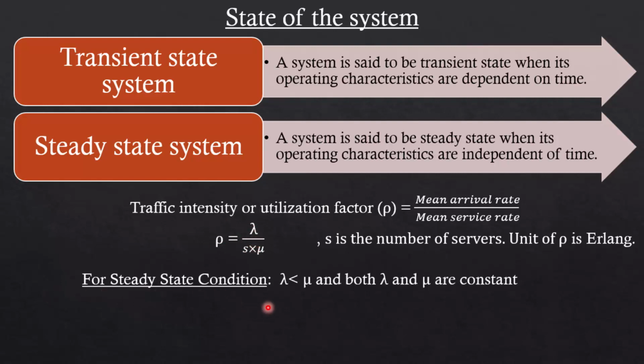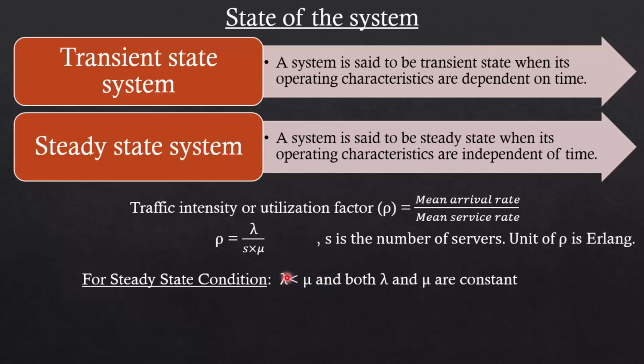For steady state condition, mu, the mean service rate, must be greater than lambda, the mean arrival rate, and both lambda and mu are constant. So we need to understand that if the average arrival rate lambda is less than the average service rate mu and both are constant, then the system eventually settles down to a steady state, and the probability of finding a particular length of queue will be the same at any time. And if lambda and mu are not constant, the system will not reach a steady state, but it could remain stable.